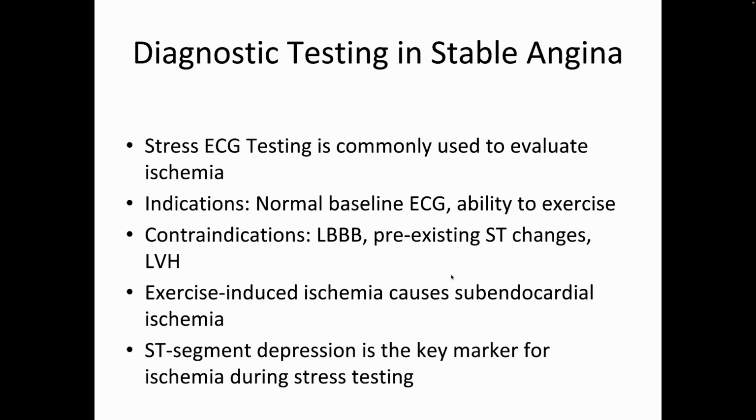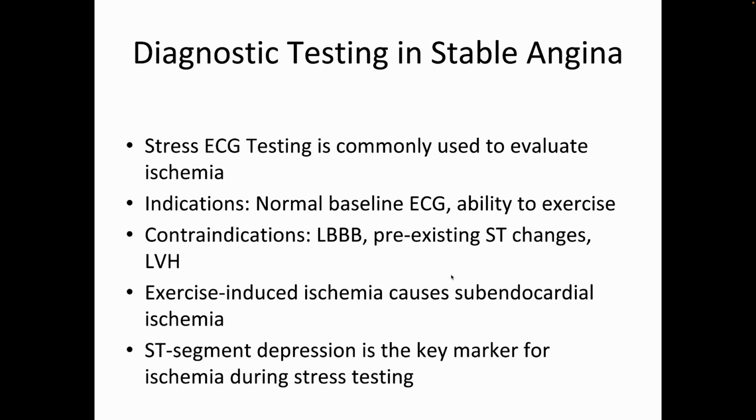Now, how are you going to diagnose stable angina? Because the patient doesn't have any symptoms at rest, you want to do a stress test or a stress ECG. Now, the indications are a normal baseline ECG, and he has to be able to exercise. The contraindications would be someone who has an abnormal baseline ECG, such as a left bundle branch block, pre-existing ST changes, and a left ventricular hypertrophy or a strain pattern.